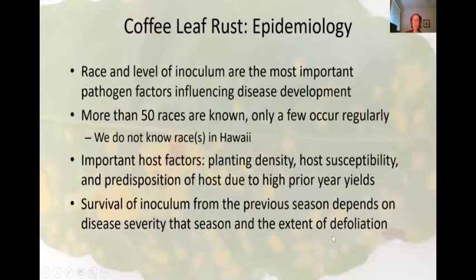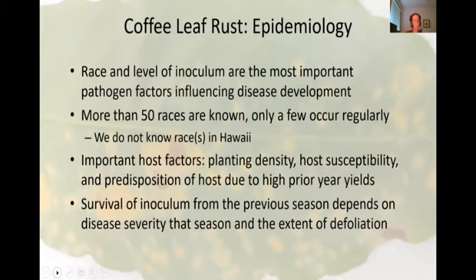In addition to just the genetic makeup of the race of the fungus in Hawaii, that will indicate if it is a recent introduction and a single introduction. Some important factors are the planting density, the host susceptibility, and the predisposition of the host, particularly due to the health of the plant. So a lot for this season will affect what happens with the disease next season.